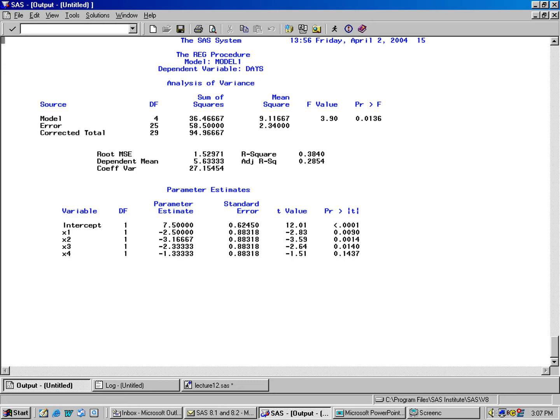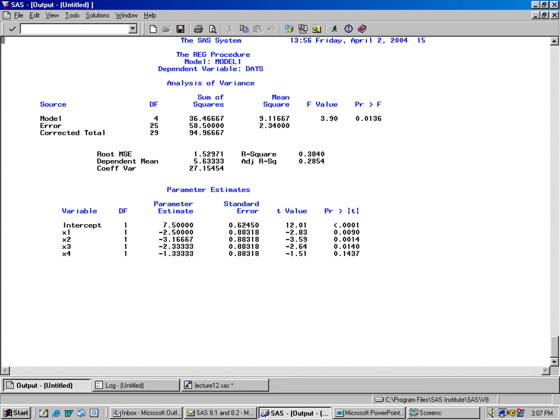So here's our output. Notice we actually do get a little bit of extra information. The ANOVA table should be exactly the same. That F statistic 3.9 is exactly the same as we got from our previous output. The p-value 0.0136, exactly the same. What is a little different is that we have a little bit of extra information here in our dummy variable approach, because we can actually write out this prediction equation.